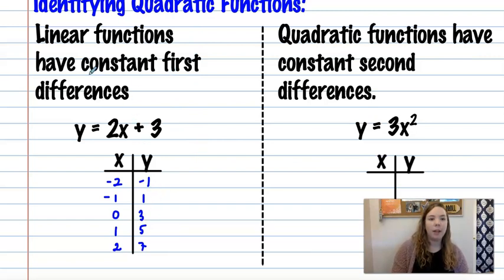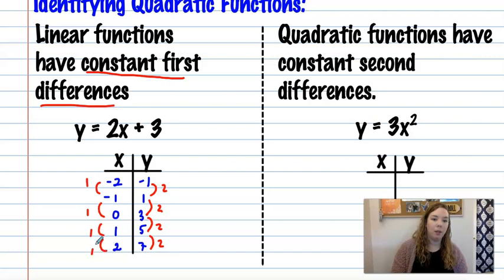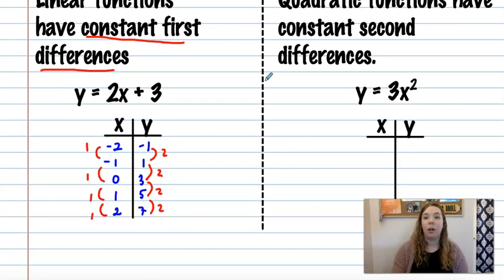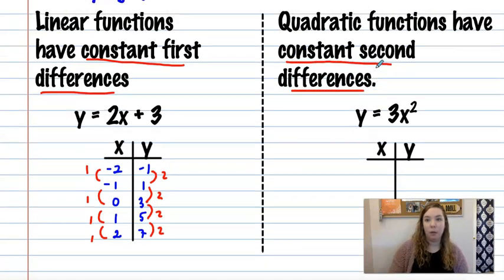But what it means to have constant first differences, that means if I go down my y's here, this is increasing by 2, increasing by 2, increasing by 2, increasing by 2. It's the same all the way down. This is increasing by 1, 1, 1, and 1. So this is how we would check if something's linear. If we want to check if something's quadratic, we need to check for constant second differences. So up here, quadratic functions have constant second differences.